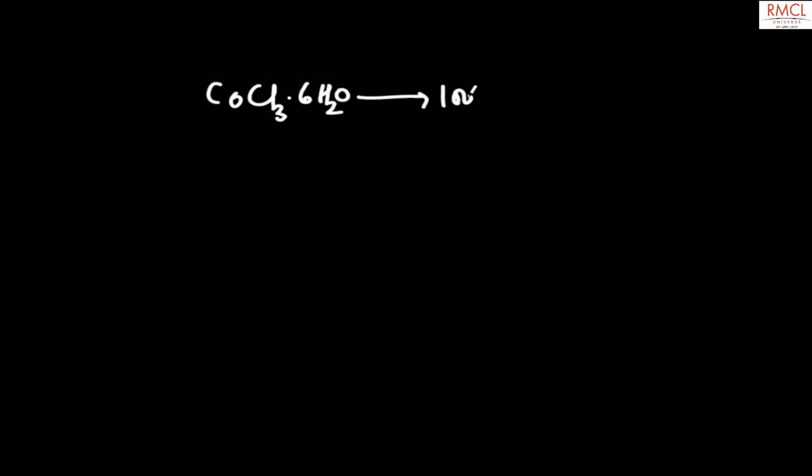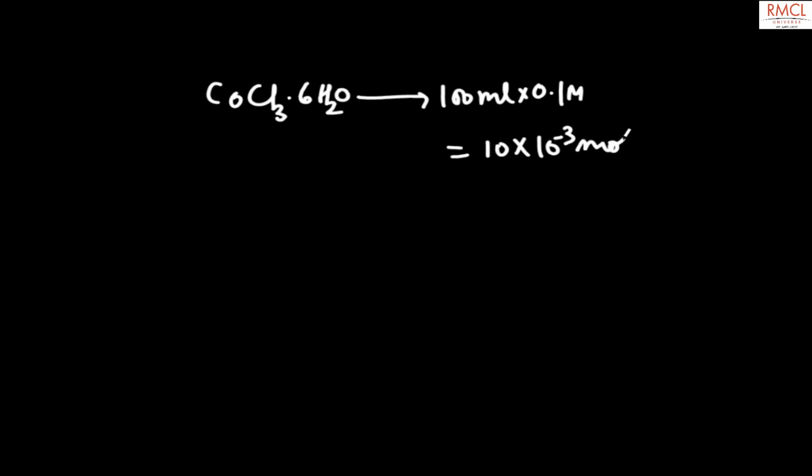The given question was asked in JEE Main 2017. The question is on treatment of 100 ml of 0.1 M solution of CoCl3.6H2O with excess AgNO3. 1.2 into 10 to the power 22 ions are precipitated. The complex is... So we know that the moles of CoCl3.6H2O is 100 ml into 0.1 M. So the total moles is 10 into 10 to the power minus 3 mole.